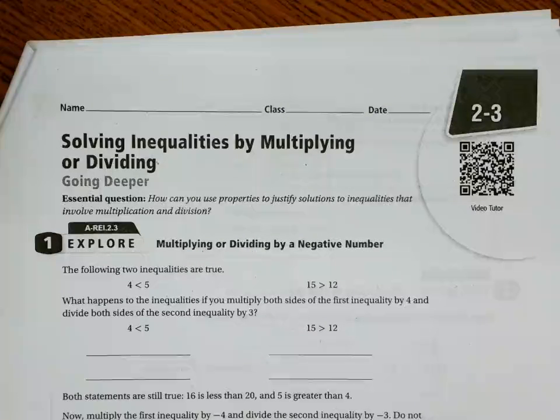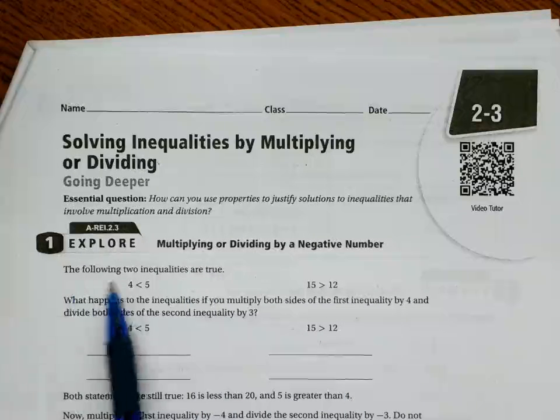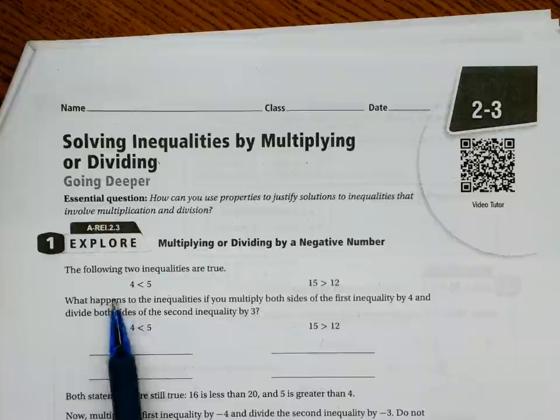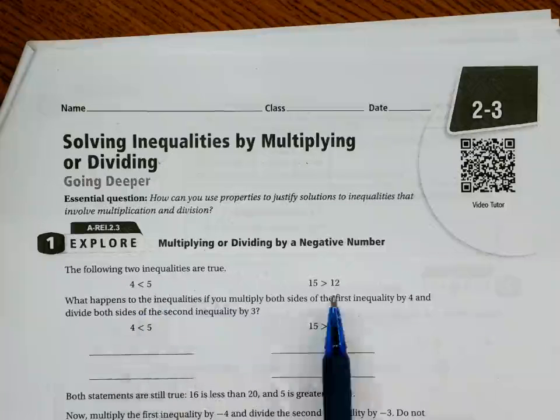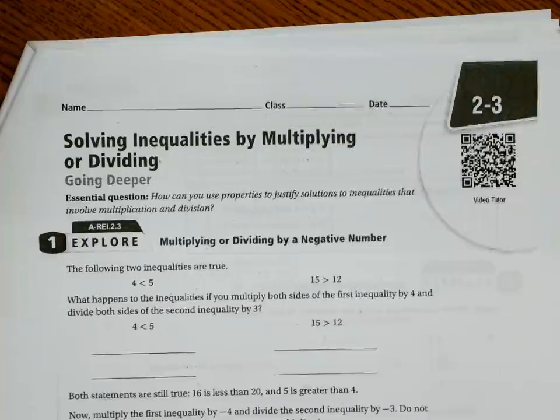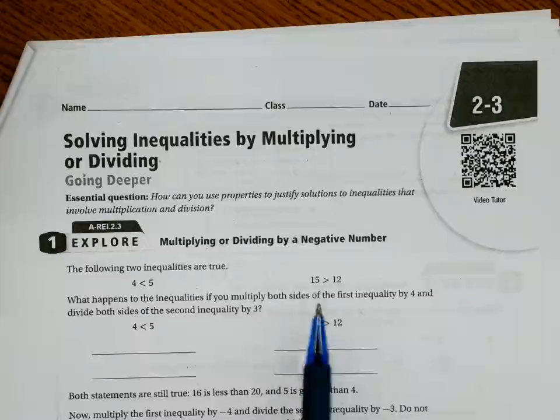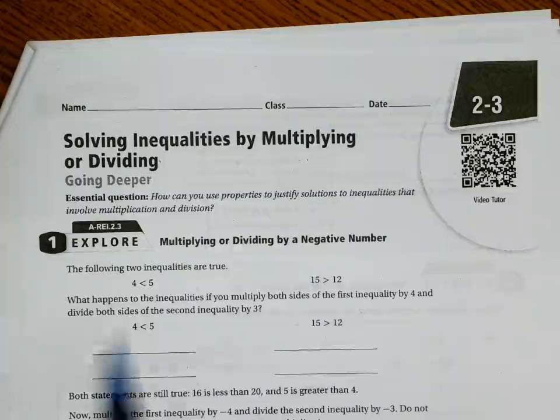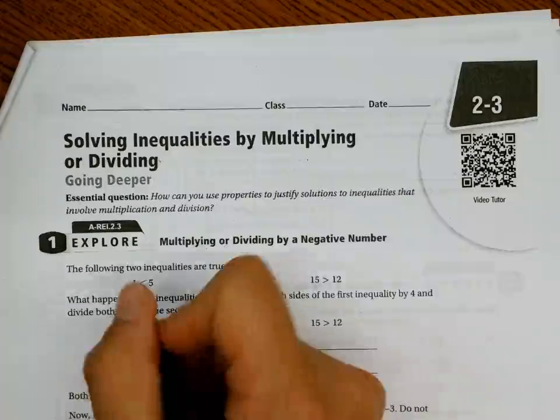All right, so let's look at what we're doing here. We're multiplying or dividing by a negative number. The following two inequalities are true. 4 is less than 5. 15 is greater than 12. So the alligator always eats what's bigger. You would rather have $15 over $12, or you'd rather have $5 over $4, right? The alligator eats what's bigger. This is the alligator's jaws.